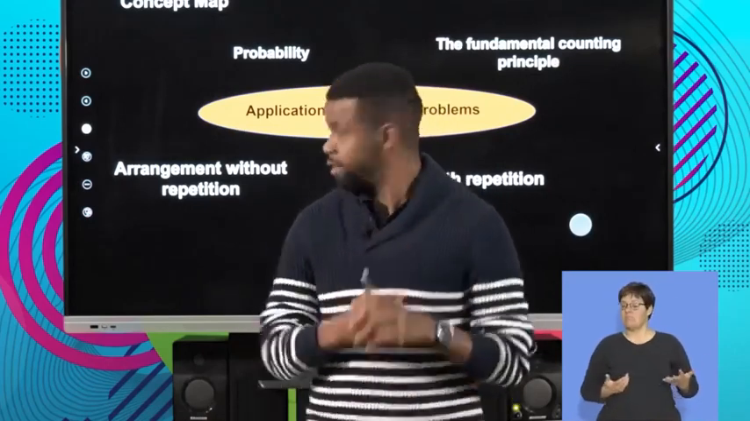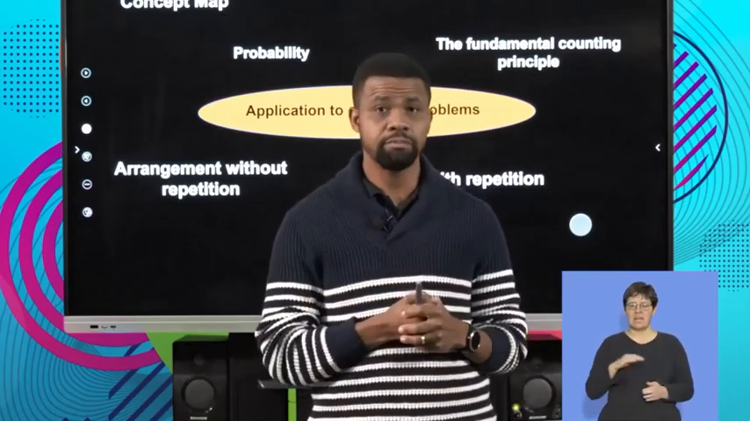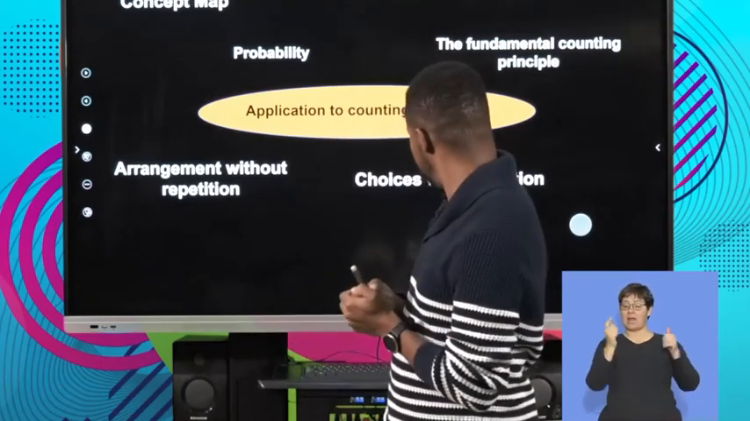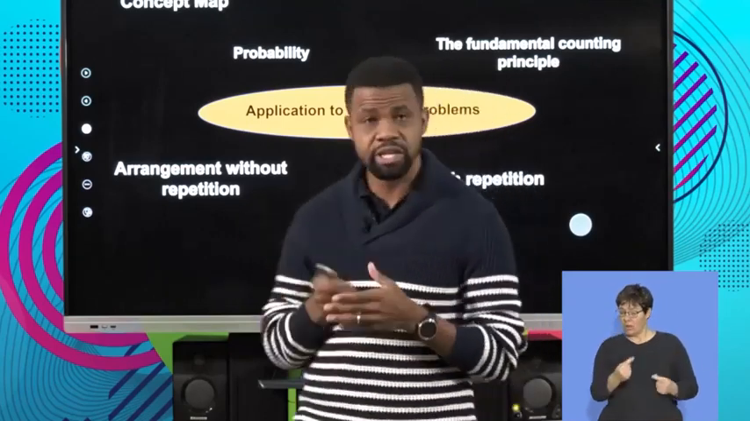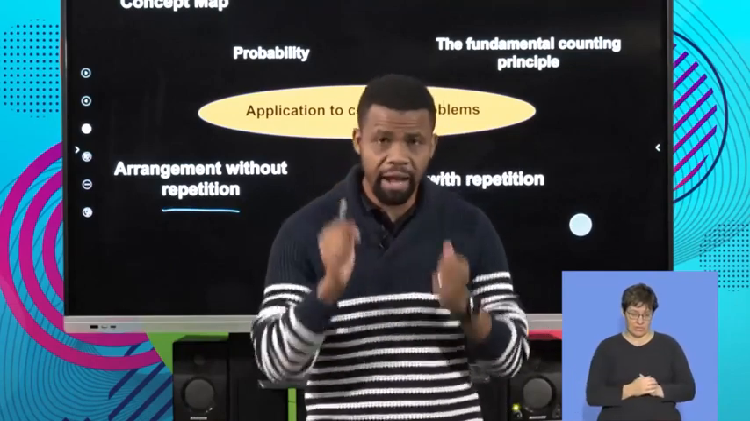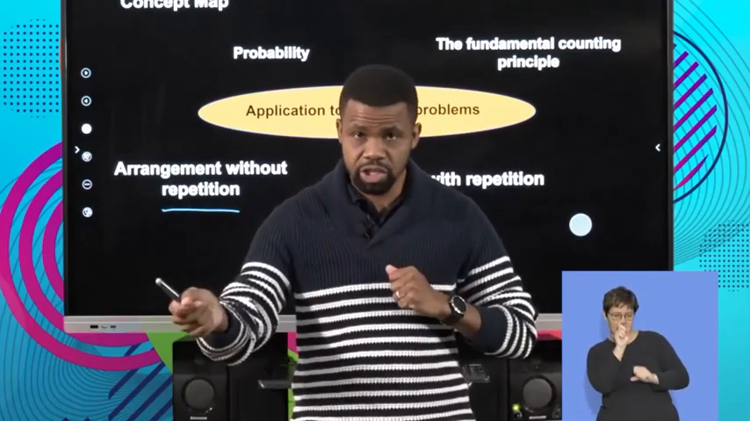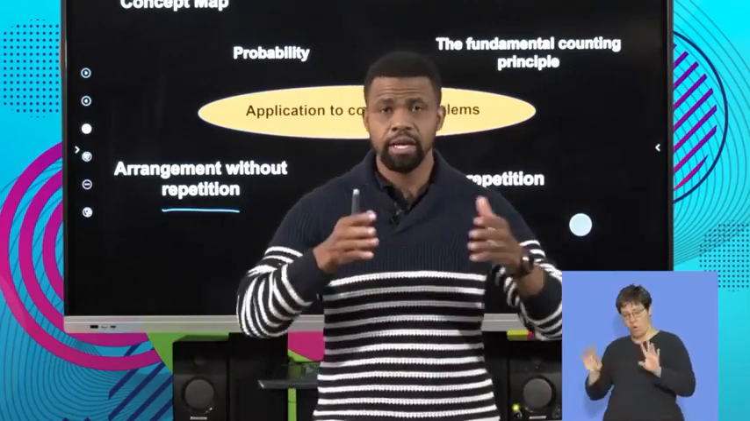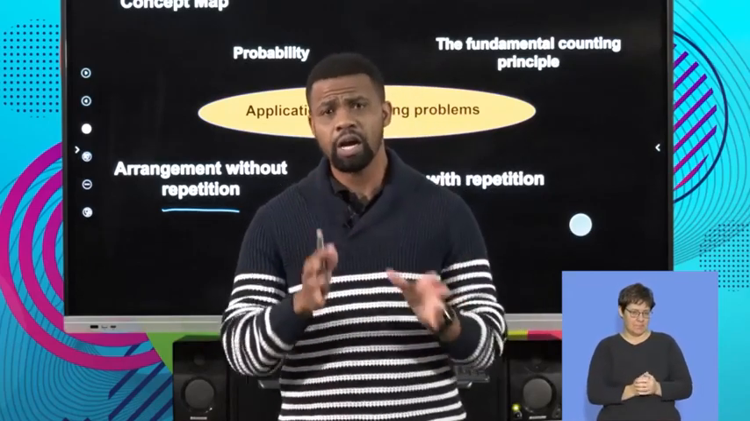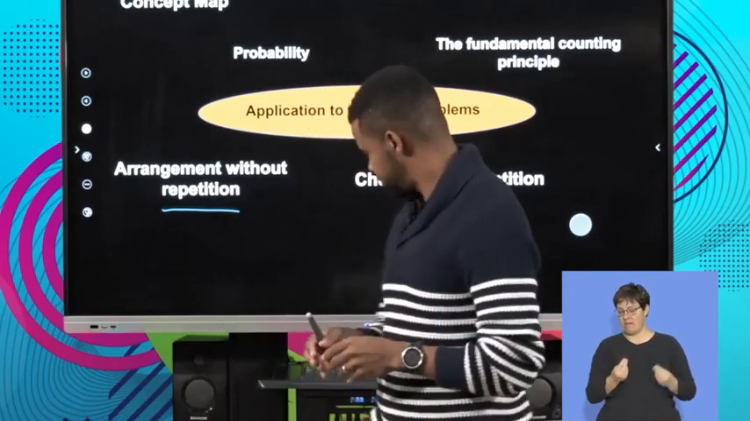We're still looking at application to counting principles, okay? And remember, when you're doing a counting principle, we have choice with repetition and choice without repetition. Just pay attention to that. And now we apply that in probability. Let's see what kind of a problem we have for you.